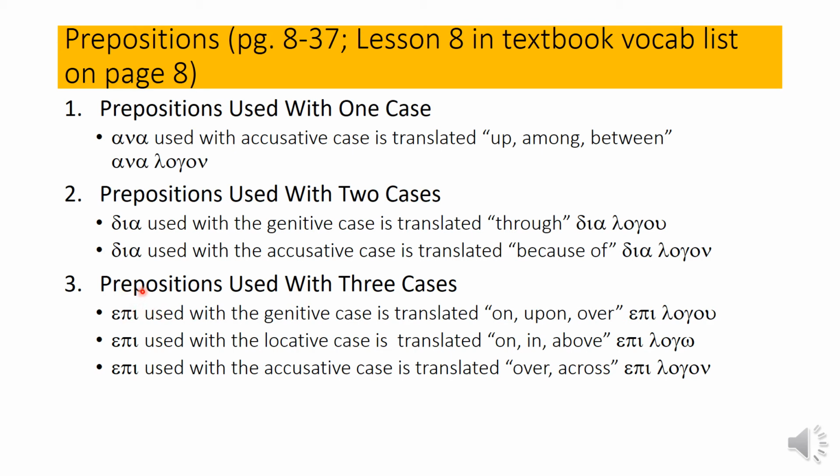The preposition epi could be used with 3 different cases: genitive, locative, or accusative. The preposition dia can be used with the genitive or accusative case. The preposition ana will only be used with 1 case, and that would be the accusative case, as in ana logon.